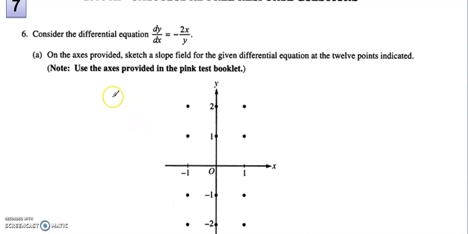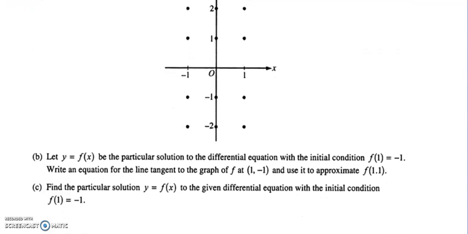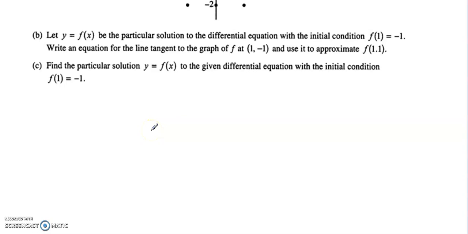Alright, hey everyone, this is question 7 from our slope fields packet. It says consider the differential equation dy/dx is equal to negative 2x over y. And we're going to focus on part B here. It says let y equal f of x be the particular solution to the differential equation where the initial condition f of 1 is equal to negative 1.